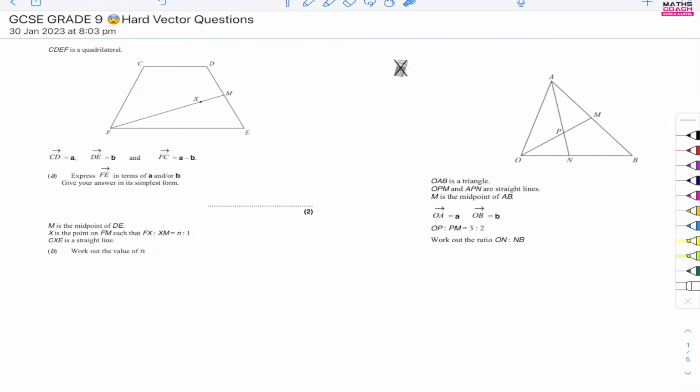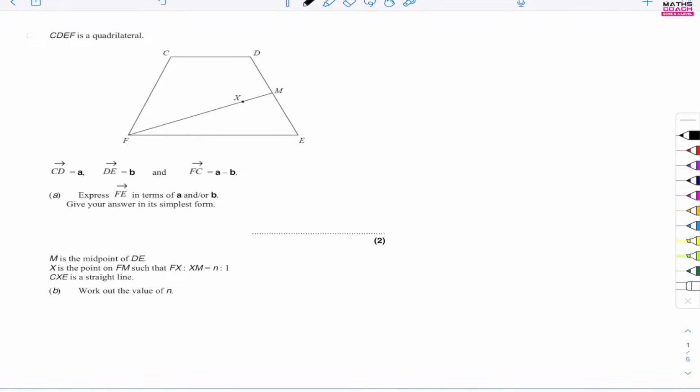This question is in two parts. You've got a part A and a part B, and part A is pretty much straightforward. Let's read the question and mark on the diagram anything that we find useful. This is a quadrilateral, CDEF. From C to D is equal to A, and from D to E is equal to B, and F to C is equal to A minus B. So we're going to write those in very quickly.